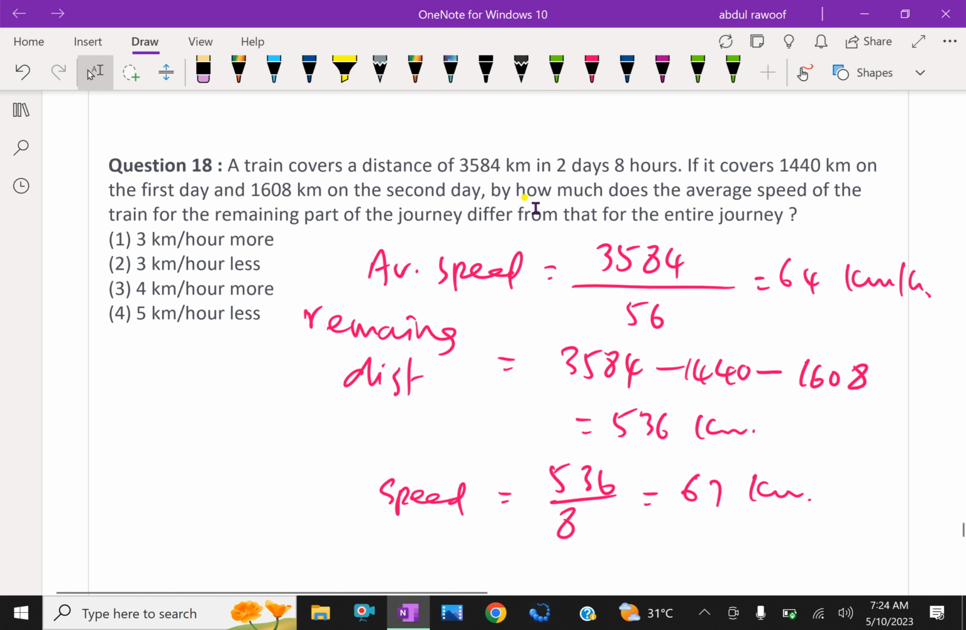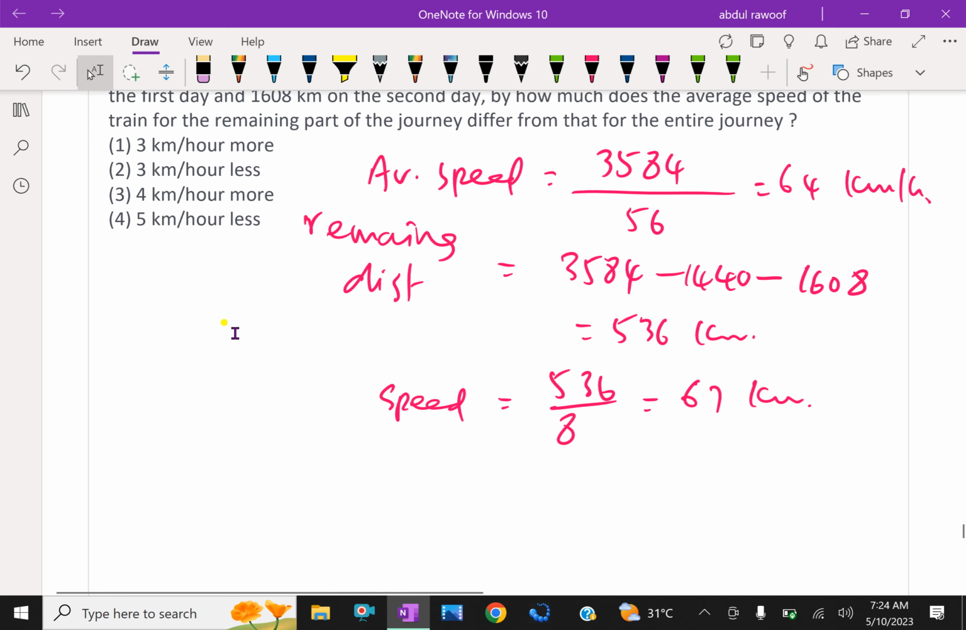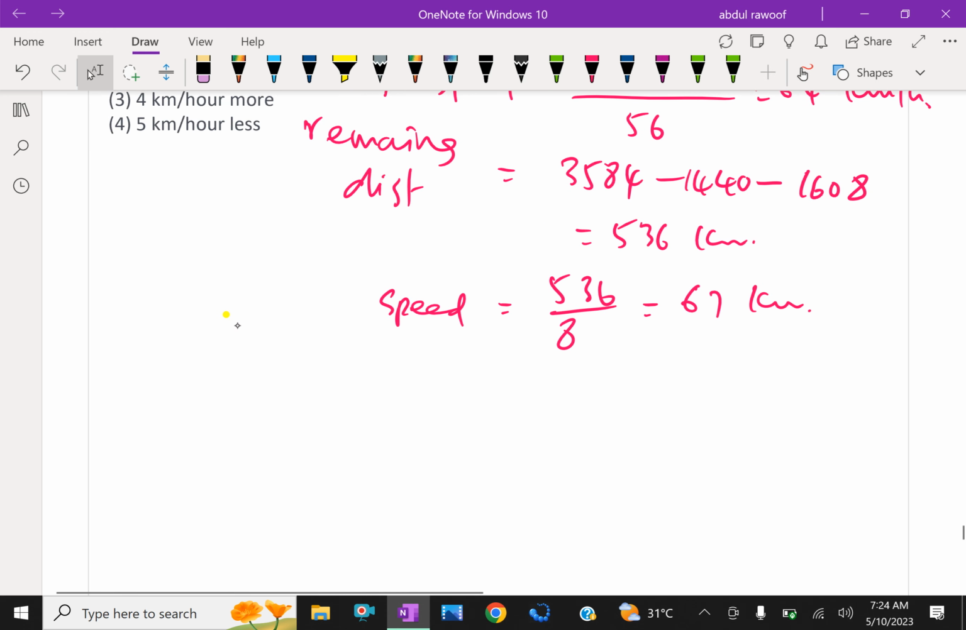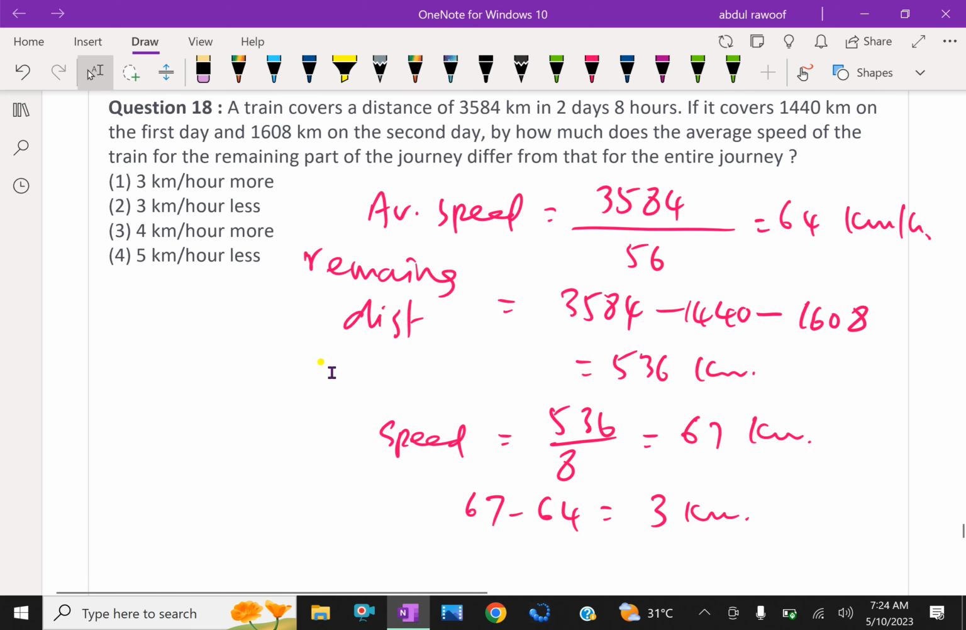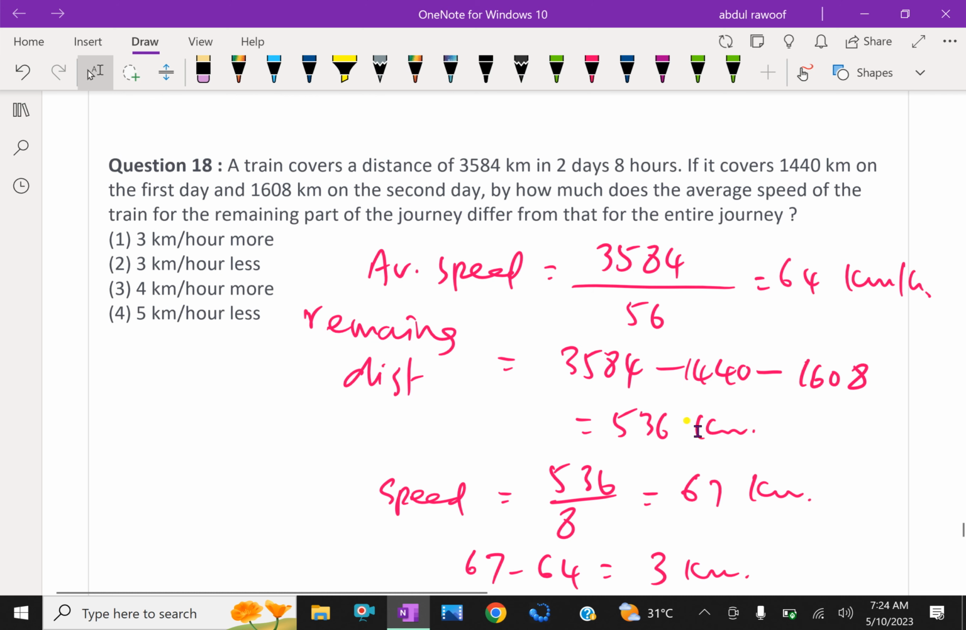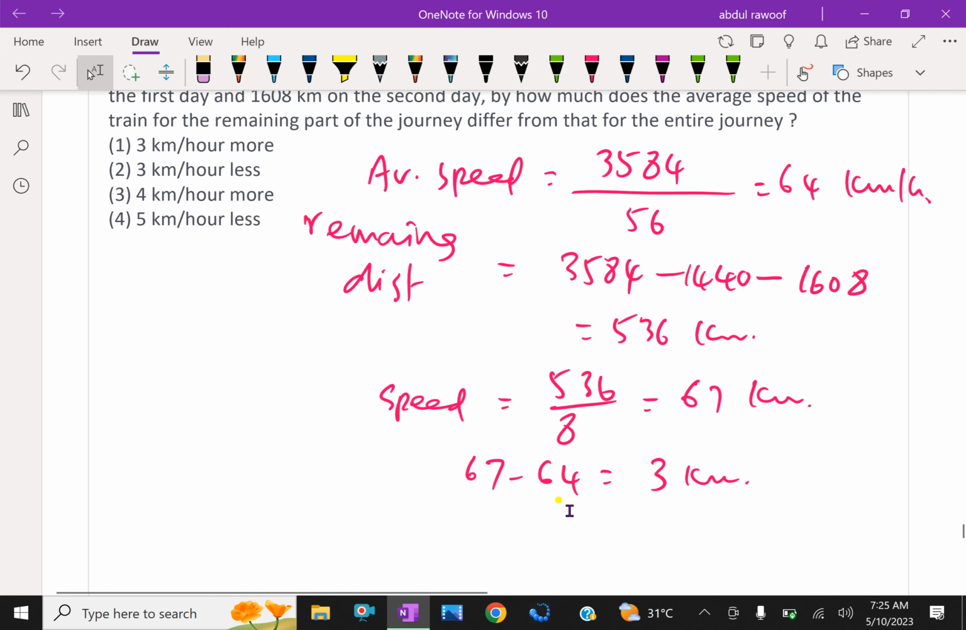Therefore, by how much does the average speed of the train for the remaining part differ? It is 67 minus 64 equal to 3 kilometer per hour more, because average speed is 64 kilometer per hour, and the third speed is 67 kilometer per hour. Therefore, 3 kilometer per hour more. Option 1. Next question.